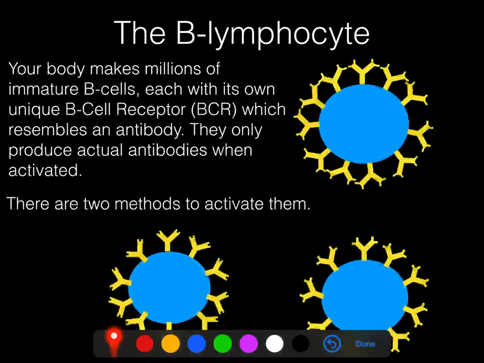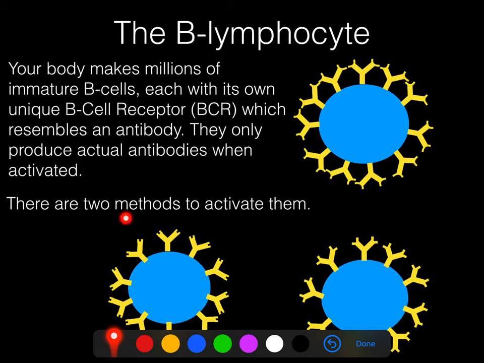So let's take a look at what's going on. You got millions of B cells floating around in your blood at any one time, each with its own B cell receptor. That B cell receptor is basically an antibody bound into the membrane. So here I've just got 3 of them. Here you got 1, 2, 3, but really there's going to be millions of them. They're going to be all over the place.